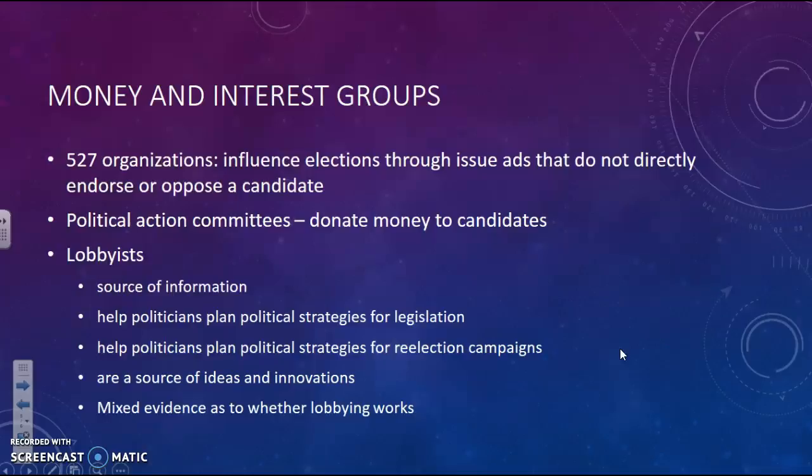And then, of course, you have lobbyists who are part of interest groups who provide information and help politicians plan strategies for legislation that they see as beneficial. Also, if it's a politician who has supported that interest group, they can certainly help them with their re-election campaigns. And of course, lobbyists are a source of ideas and innovations. And at the end of the day, interest groups do heavily hire lobbyists, but there is very mixed evidence as to whether or not lobbying works.